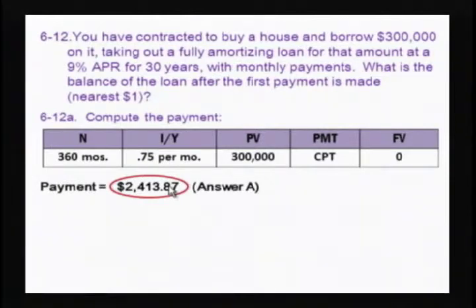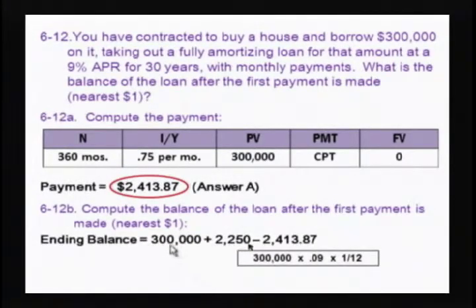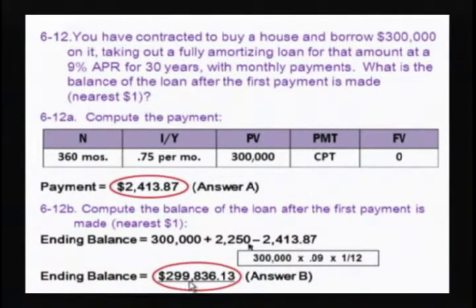The payment will be $2413.87. The balance after the first payment would be $300,000 plus 1 month's interest minus the payment. So we owe $300,000 and the first month's interest will be 9% for the year, but only 1/12 of that for a month. So 9% of the loan divided by 12 to get a month's worth of interest would be $2,250 in interest that first month. And then the $2413.87 payment comes off. So the balance after the first payment is made has gone down $164.